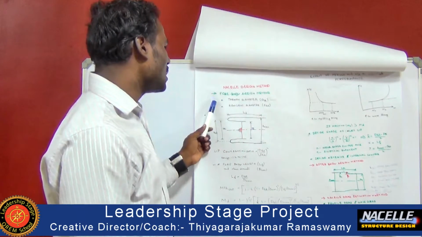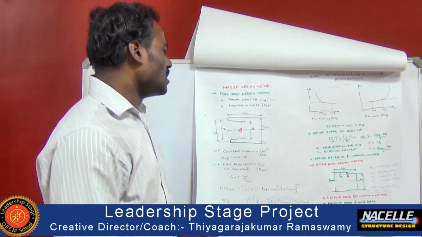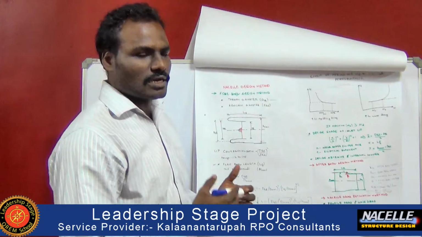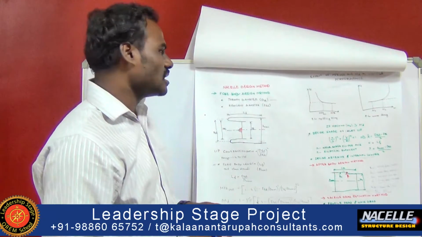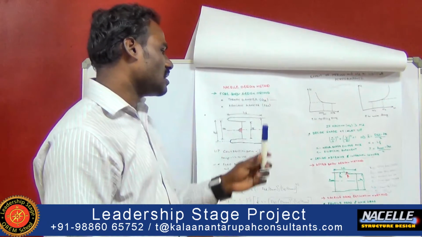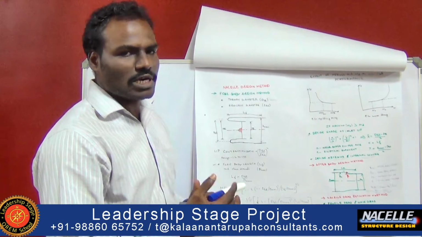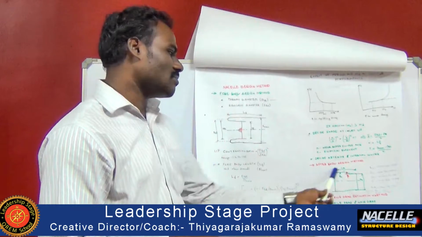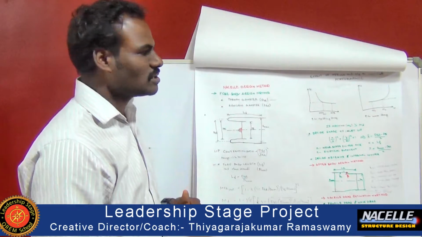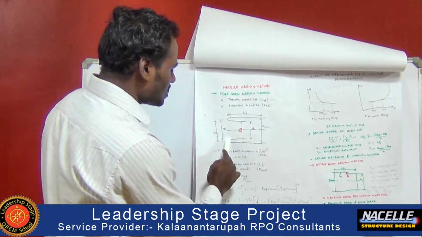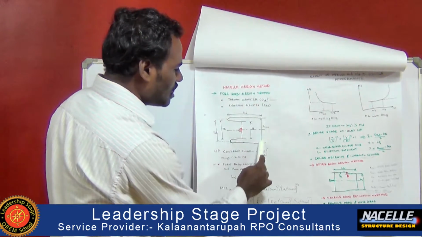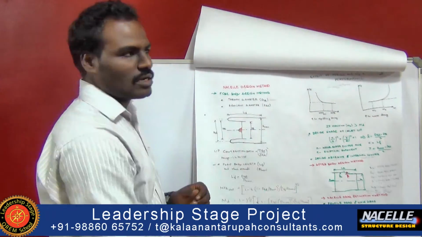First, we are going to deal with the forebody design method. Here, the nacelle design method has been divided into three parts. The first one is the forebody design method, the next one is the middle body design method, and the third one is the afterbody design method. What is the forebody design method? It is the portion which starts from the lip structure, that is the open throat, to the middle area, that is the maximum diameter of the nacelle.